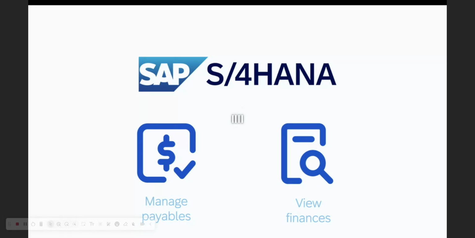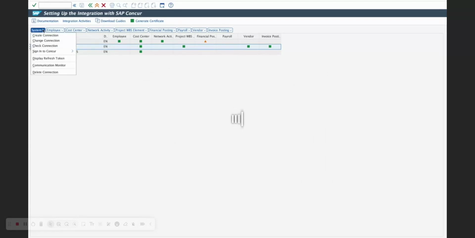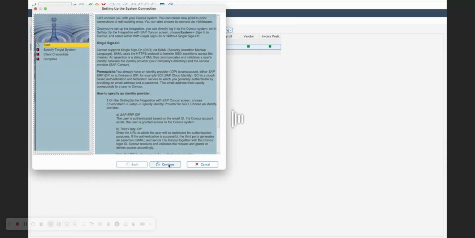Let's take a closer look at how SAP enables an intelligent enterprise. Connecting S/4HANA to your SAP Concur system is simple. An easy-to-use wizard guides you through each step to create a new point-to-point connection.